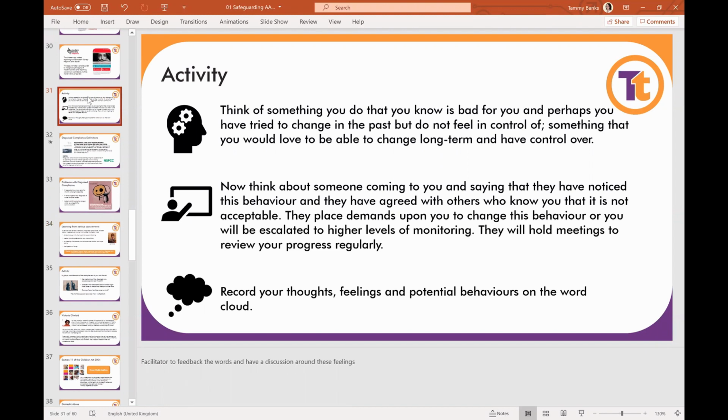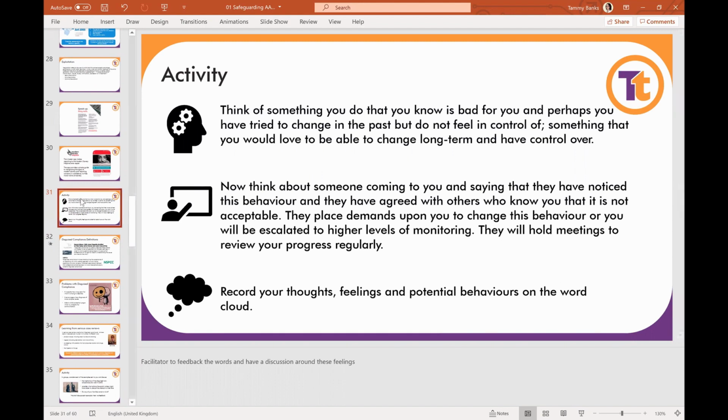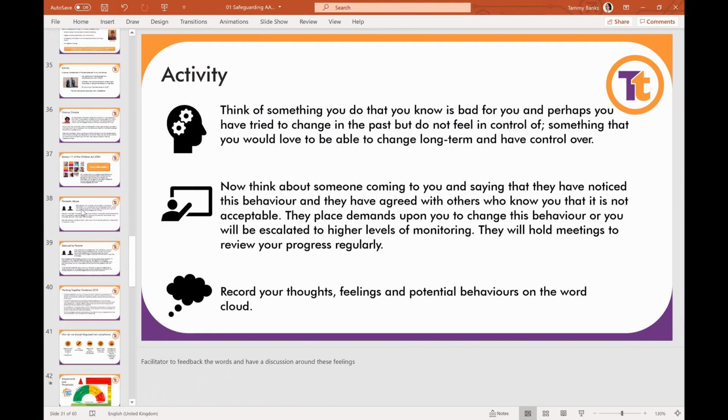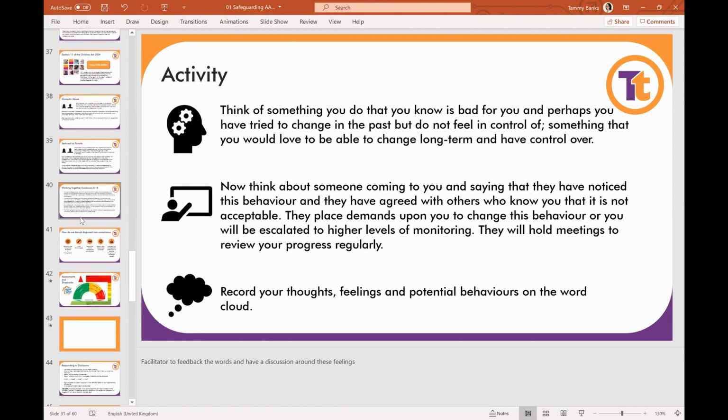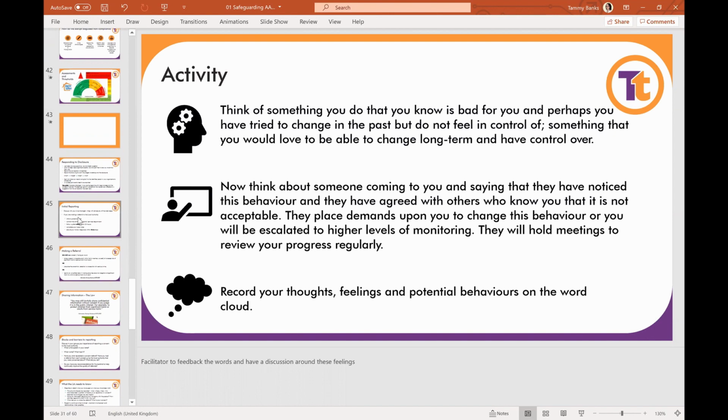Because the bottom bit was record your thoughts and feelings, you don't have to share. But I thought if they did it on a word cloud, it makes it a bit more anonymous, and then the facilitator can pick out certain words and have discussions rather than saying, oh, I see you put this, and putting someone on the spot. Yeah, that's perfect. And if they do the other activity with the scenarios, they would go into groups for that if there's time, if we need to stretch it out a bit more.